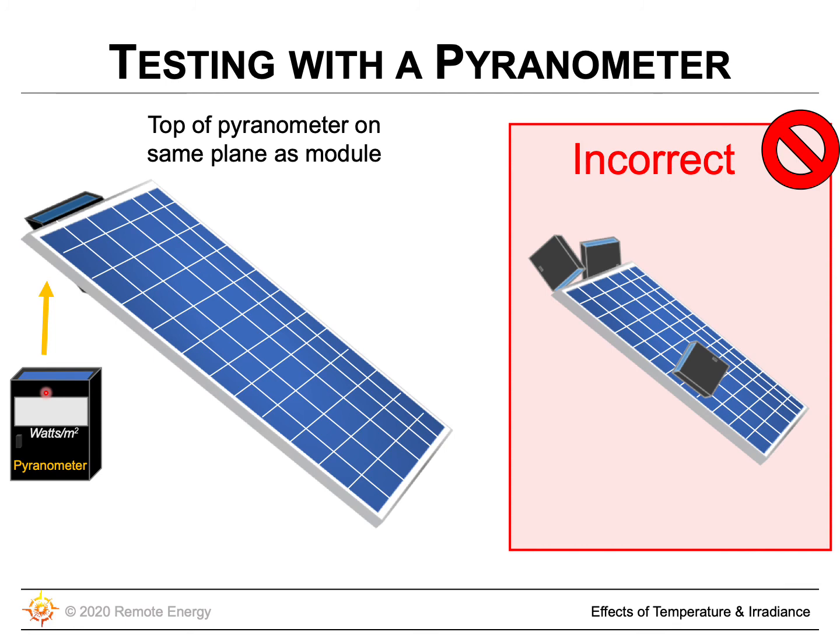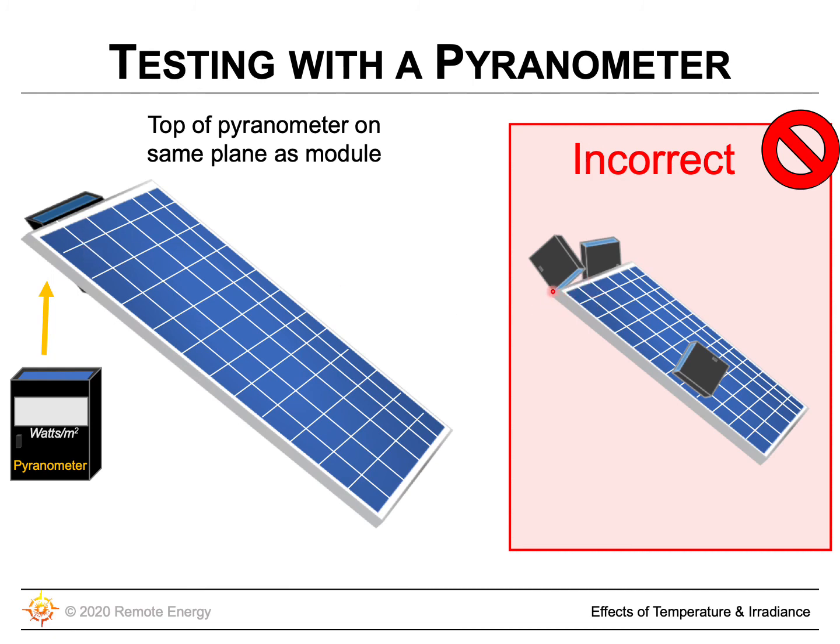So when we are using that to test how many watts per meter squared our module is seeing at a certain time, we actually need this reference cell at the top of our pyranometer to be at the same angle and plane as this module. Okay, so then if it's at the same angle and orientation and the same plane as this module, then it will be seeing the exact amount of watts per meter squared as our module is. So notice that we have it flat here, so it's not creating any shadows on our module.